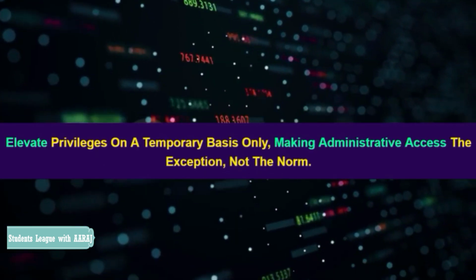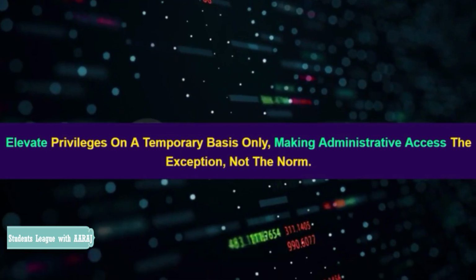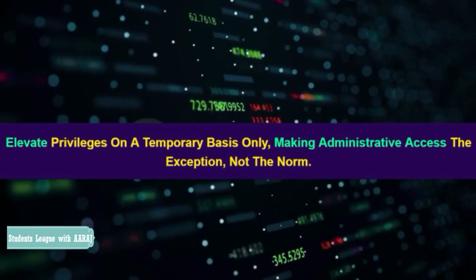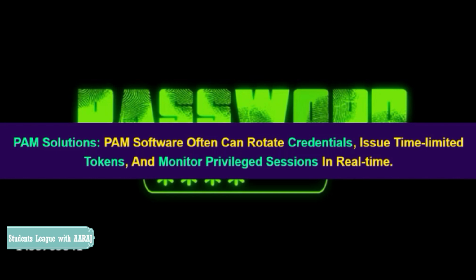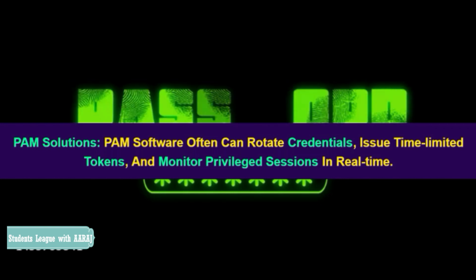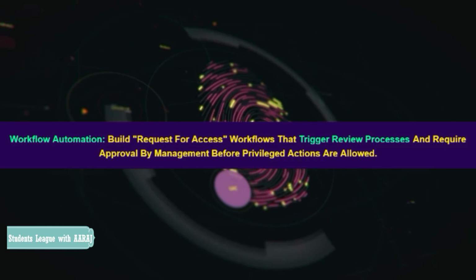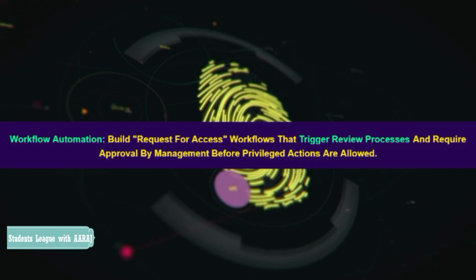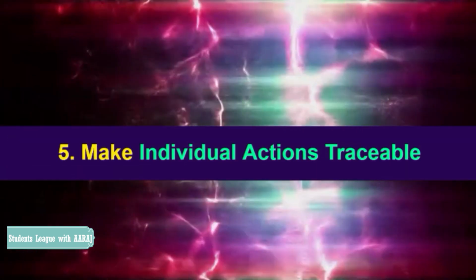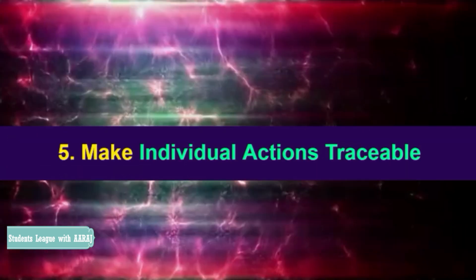4. Use just-in-time privileges. Elevate privileges on a temporary basis only, making administrative access the exception, not the norm. PAM solutions. PAM software often can rotate credentials, issue time-limited tokens, and monitor privileged sessions in real time. Workflow automation. Build request-for-access workflows that trigger review processes and require approval by management before privileged actions are allowed.